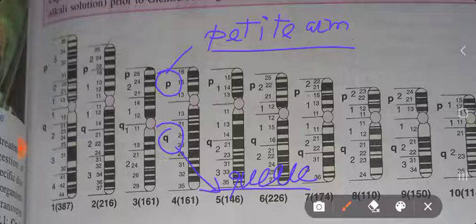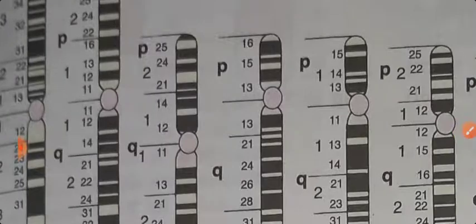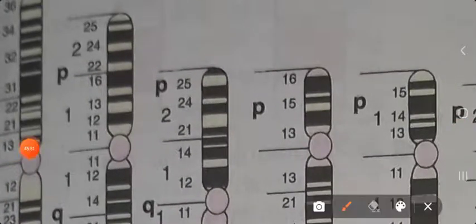Now within each arm, the regions are numbered consecutively from the centromere to the telomere. Just observe this. I'm showing you chromosome number 3. See, the numbering has been done from the centromere up to the telomere. See chromosome number 3 here, and 4 also. From centromere up to telomere, numbering has been done.